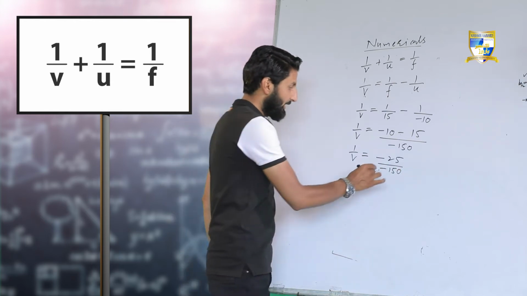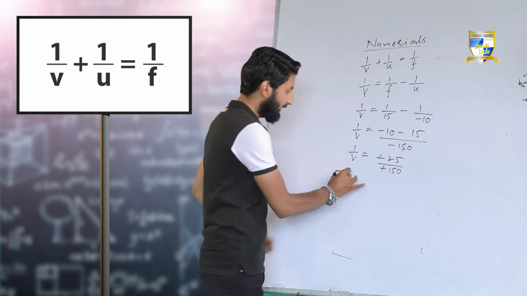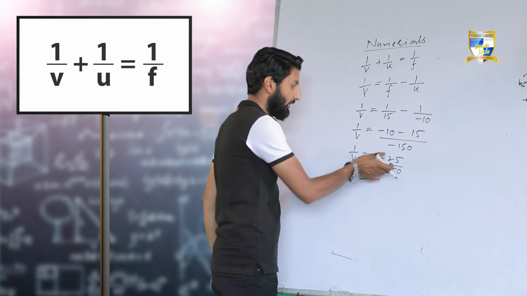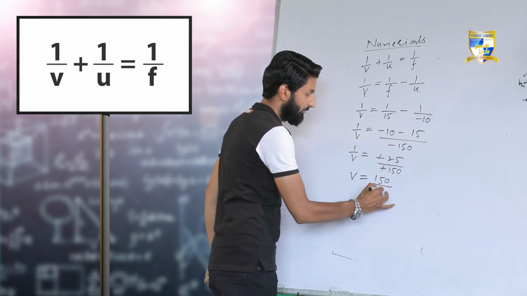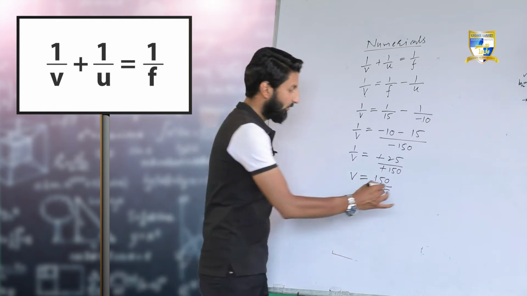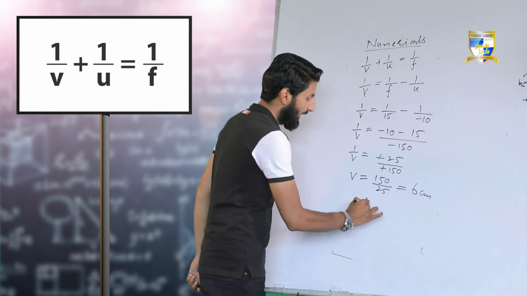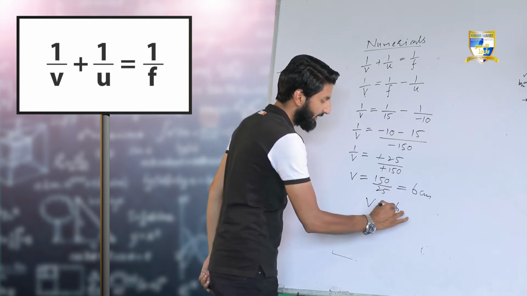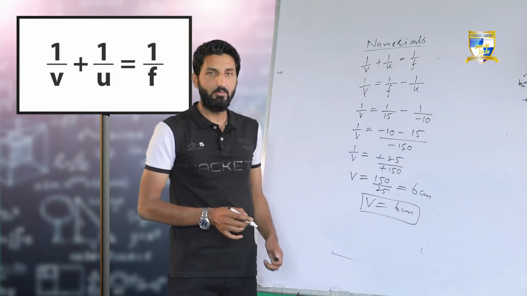Minus would cancel out. It is 1 by V, we would reciprocate it. So V is equal to 150 by 25. 150 by 25 is equal to 6 centimeter. So the value of V is plus 6 centimeter. So the image distance is plus 6 centimeter.